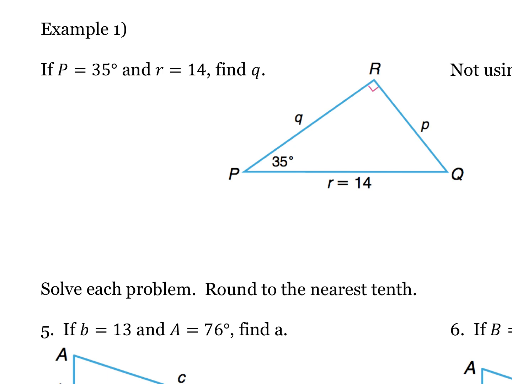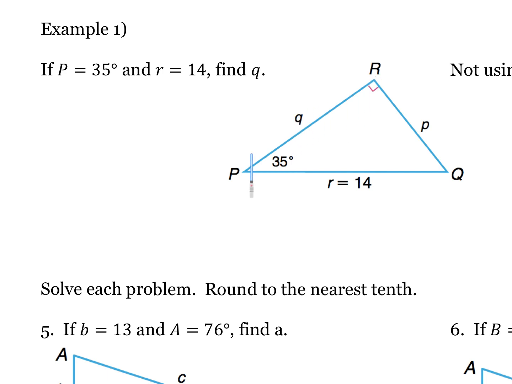If we've got this cute little triangle, did I put this information on the triangle for you? That angle P is 35 degrees, and side R is always going to be across from angle R. So if that's angle R, little side R is going to be 14. They want us to find Q. Do you think that they want angle Q or side Q? Side. They want side Q.